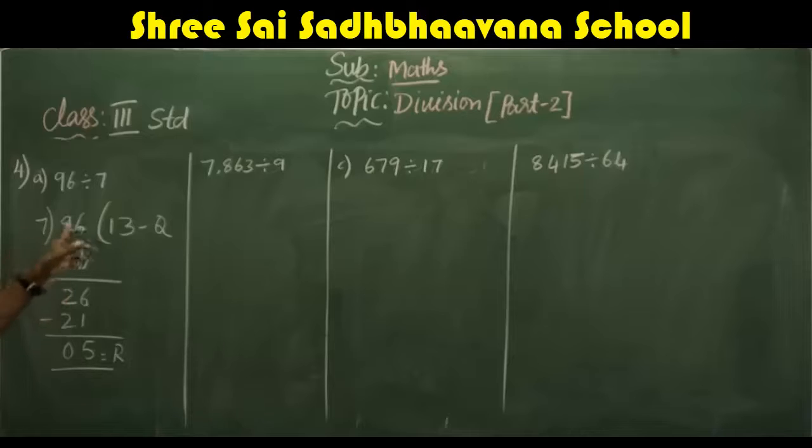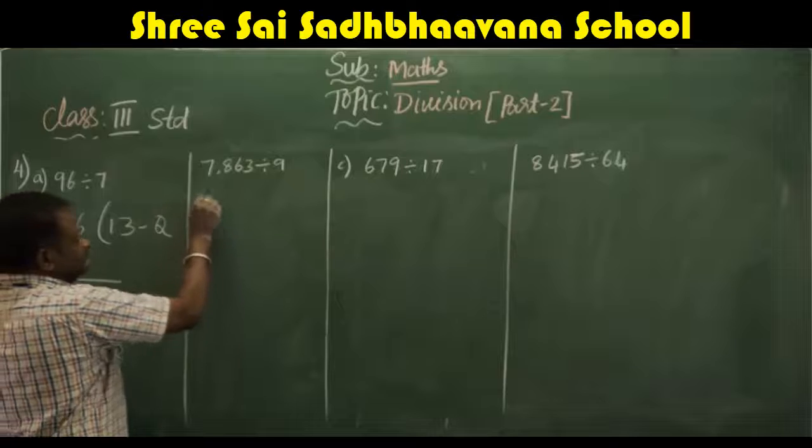I hope you understand. 7 ones are 7, 9 minus 7 is 2, 6 you take down, 7 threes are 21, 6 minus 1 is 5, 2 minus 2 is 0. This is the answer.